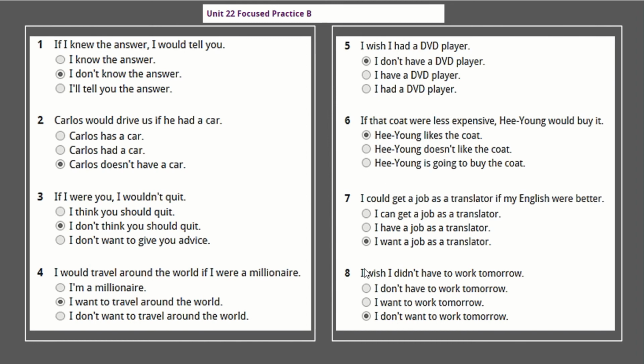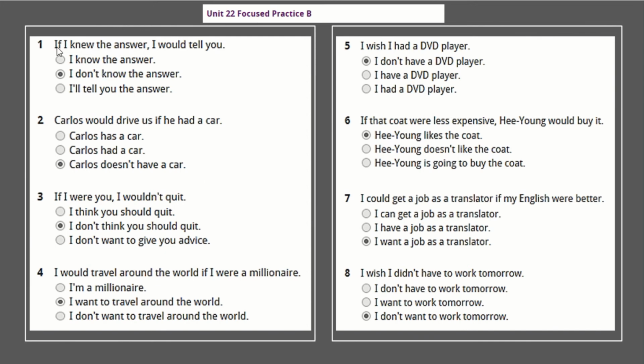In this one it is the same. I wish I didn't have to work tomorrow. Remember when I told you that you use the didn't to express the past tense in negative, right? So I wish I didn't have to work. It means that I have to, right? I have to work, but I don't want to, right? I don't want to because you're wishing the opposite, right? Okay.